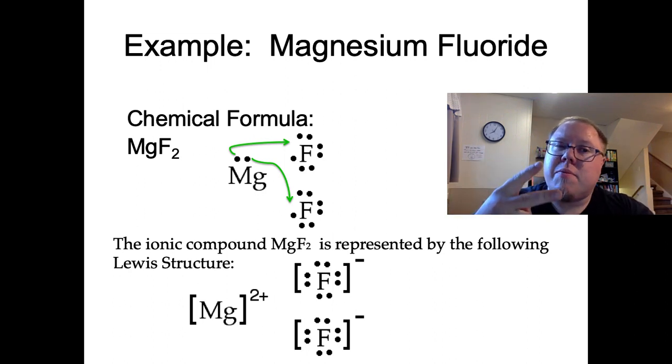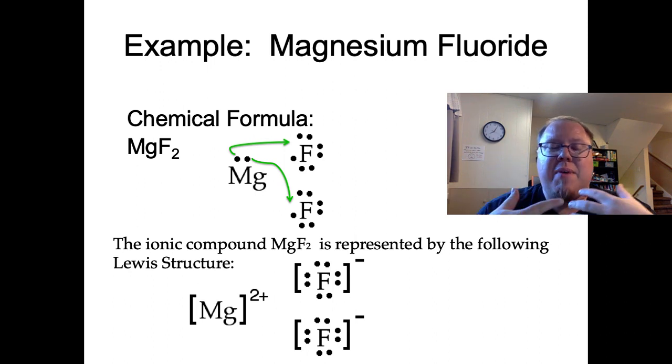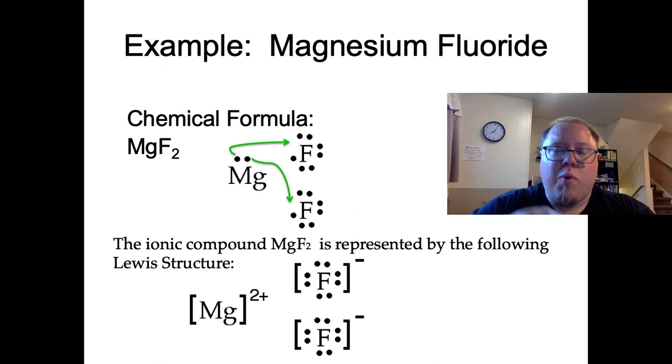Right, now it takes 2 of them because the magnesium's giving away 2. Okay, so 1 has to go to 1, 1 goes to the other, and we have 2 different charges on the magnesium and the fluorine, positive 2 and a negative 1. All right, and that is how you draw the Lewis dot structures for these ions. That's it for today.